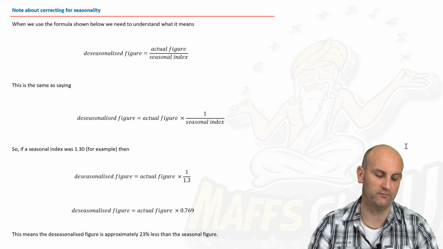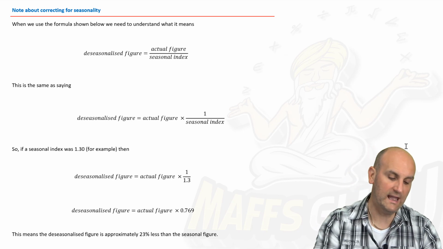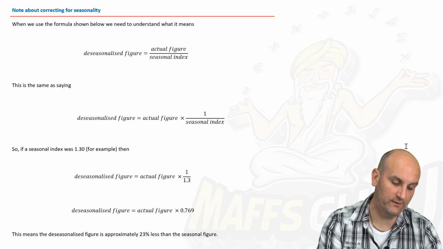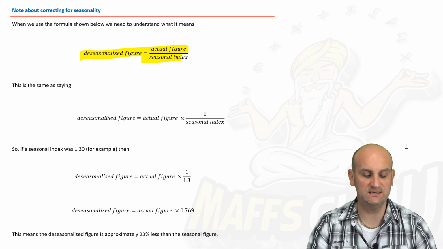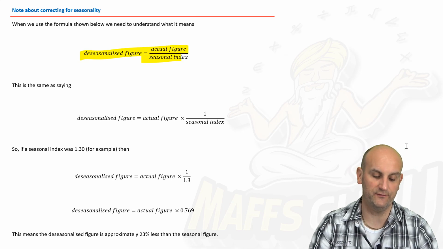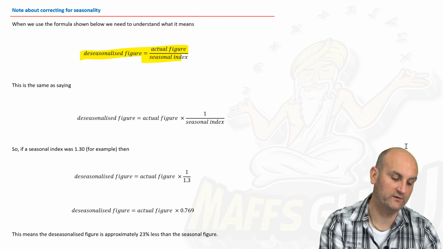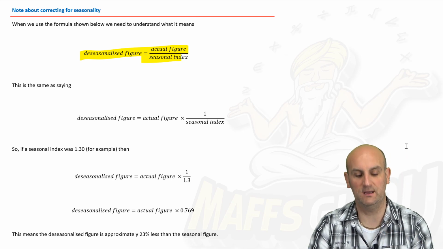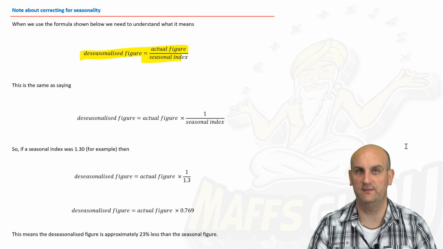Okay, so notes about correcting for seasonality. We have this formula that says the deseasonalized figure is equal to my actual figure divided by my seasonal index. Now, the great thing about maths is I can split this up by using a bit of fraction stuff.